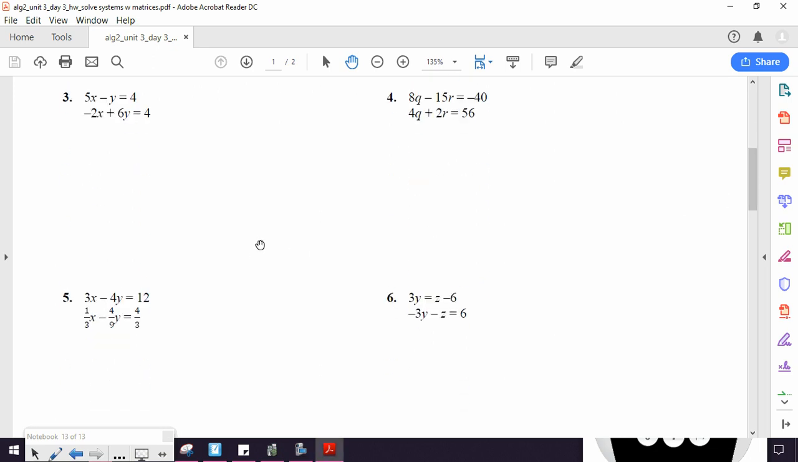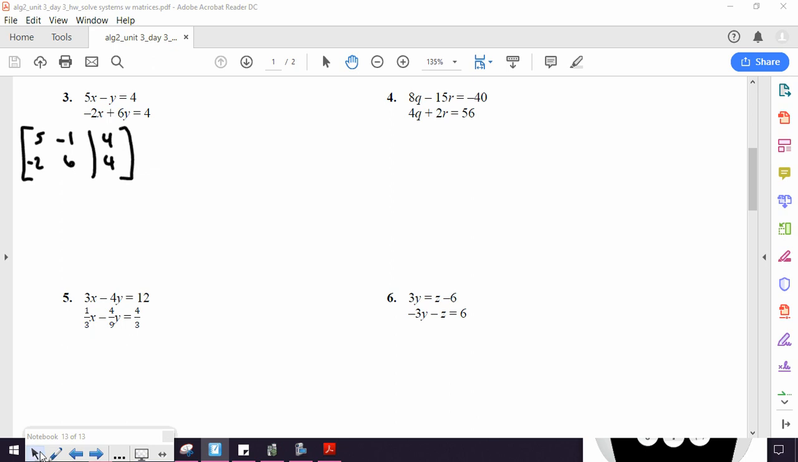All right, when I look at number 3, the first equation is 5x minus y equals 4. Second equation, negative 2x plus 6y equals 4. So both x and y are on the same side, and they're in the correct order. So I can start first with my augmented matrix. There's no moving around in this case. So my first row would be 5, negative 1, 4. My second row would be negative 2, 6, 4.